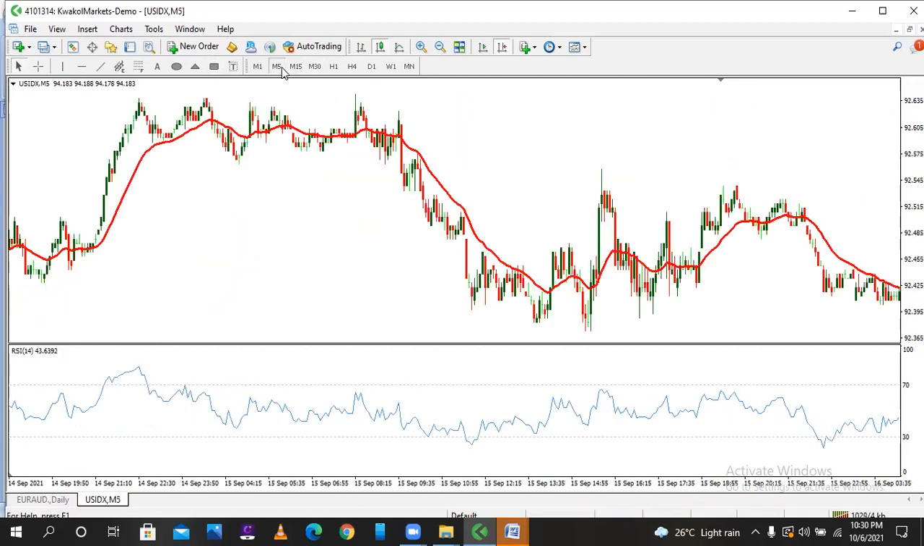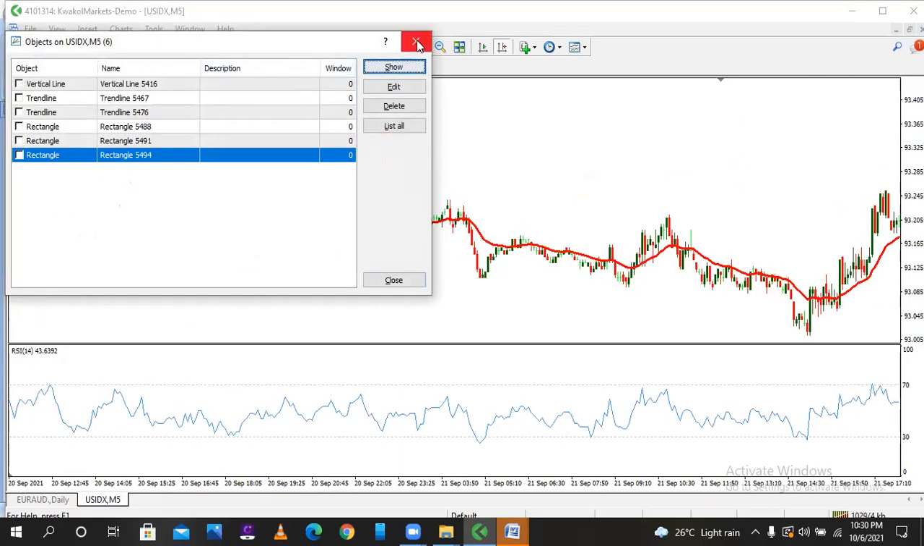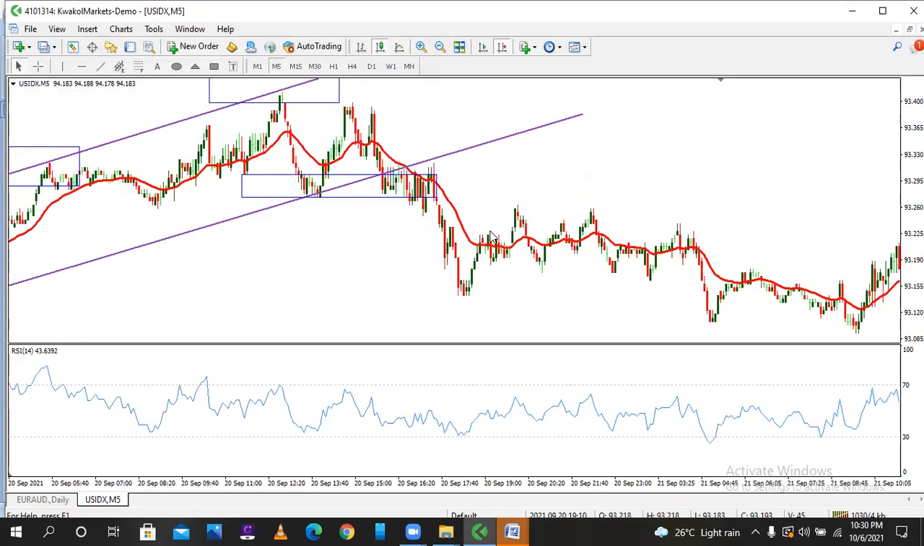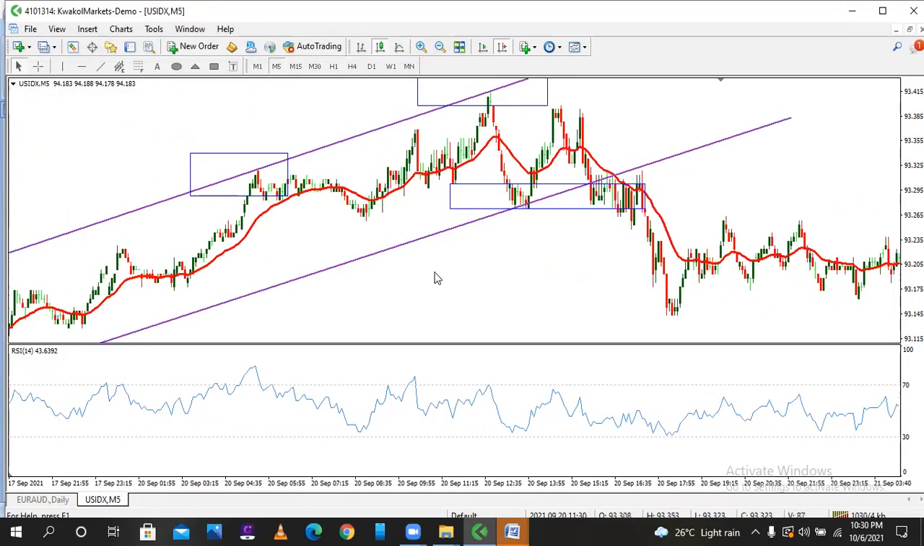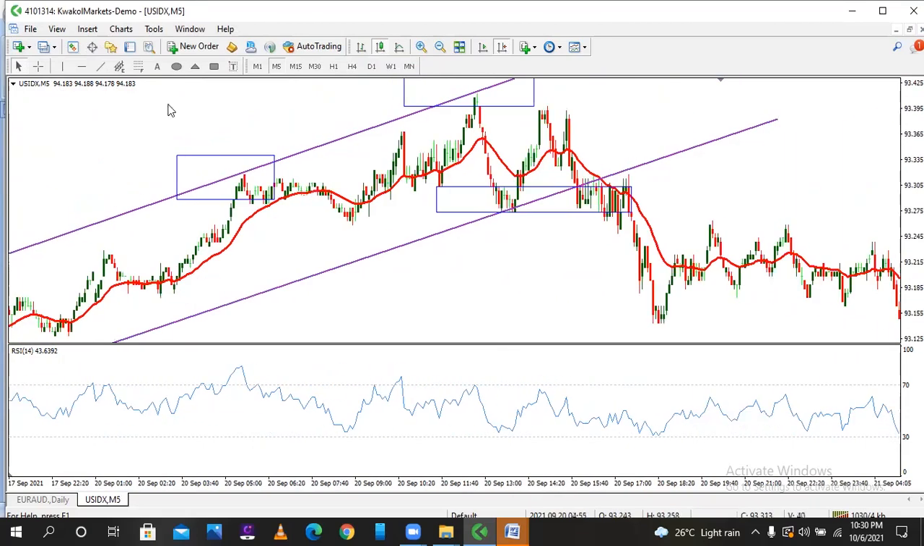Go to 5 minutes time frame. 30 minutes, 5 minutes. Please don't forget the sequence. 30 minutes, 5 minutes. You can watch the time frame sequence. Now, let's see. What am I going to look out for here? It's very, very simple. What am I looking for?